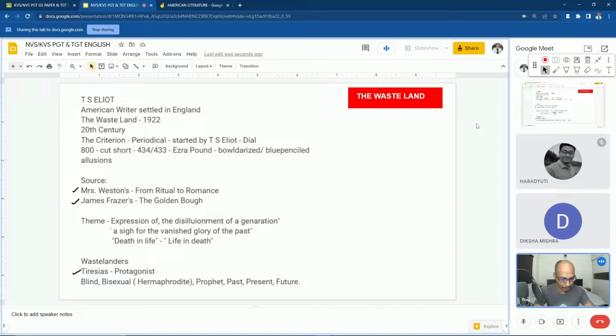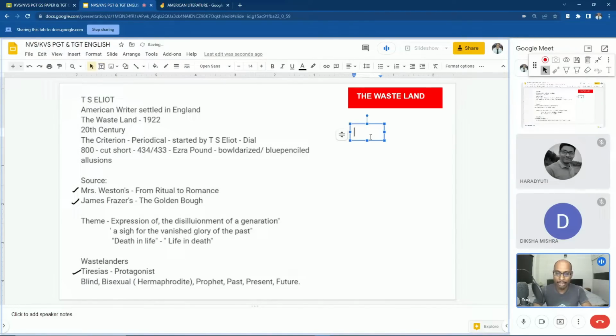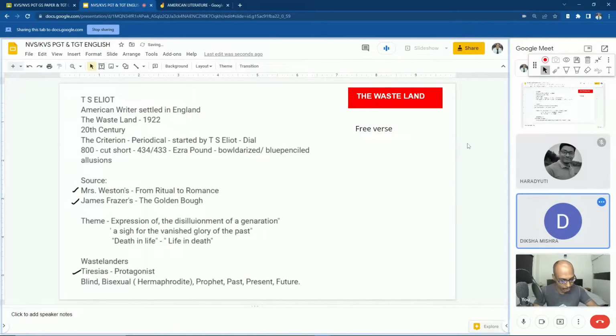of the poem. It was published in the year 1922, and T.S. Eliot received the Nobel Prize in 1948. Goji, when did he receive the Nobel Prize? 1948. And this poem, The Waste Land, is written in free verse.